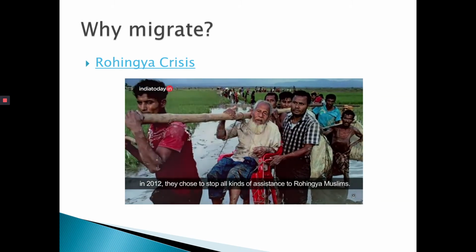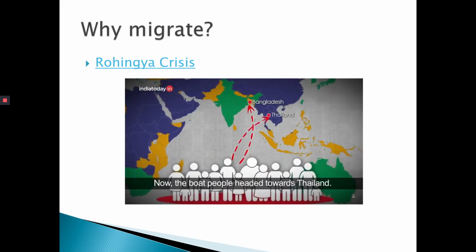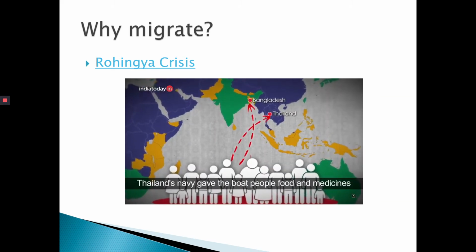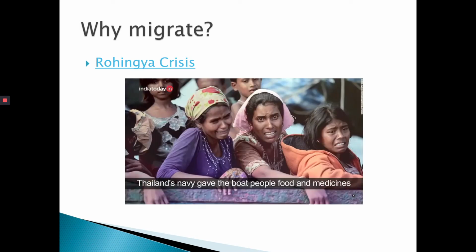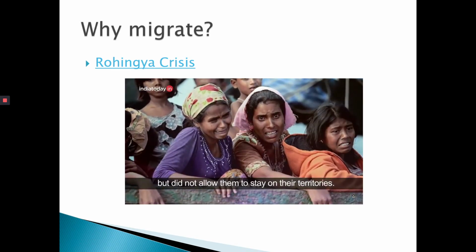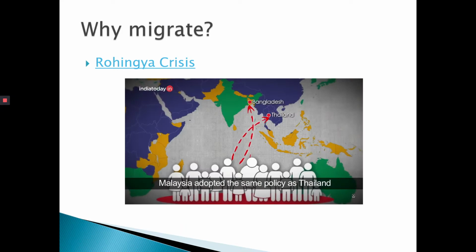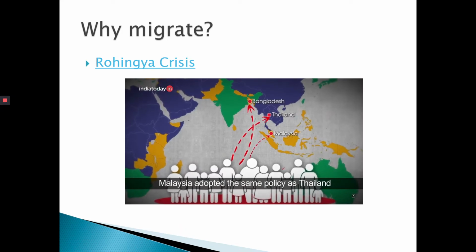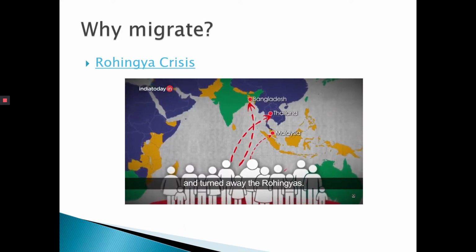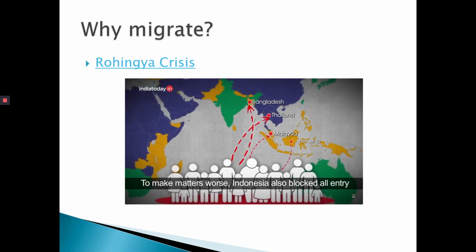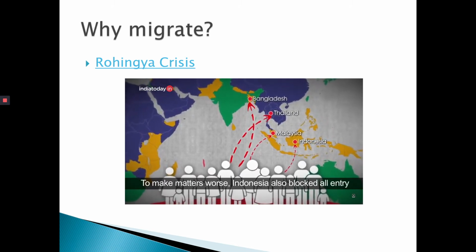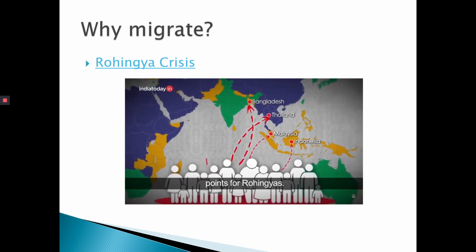Now the boat people headed towards Thailand. Thailand's navy gave the boat people food and medicines but did not allow them to stay on their territory. Malaysia adopted the same policy as Thailand and turned away the Rohingyas. To make matters worse for them, Indonesia also blocked all entry points for Rohingyas. With all doors shut on them, they turned towards India.